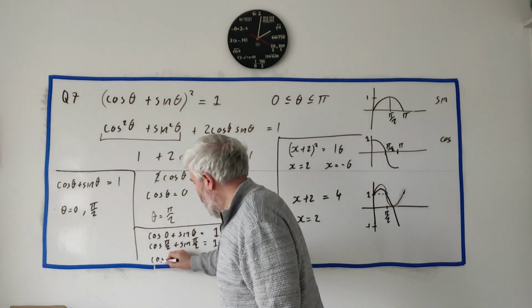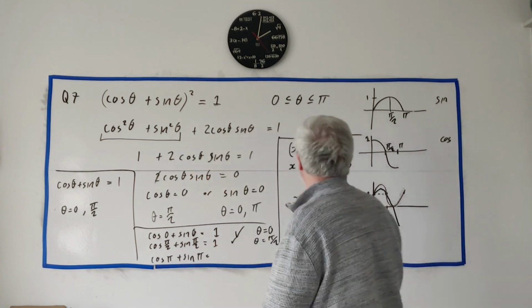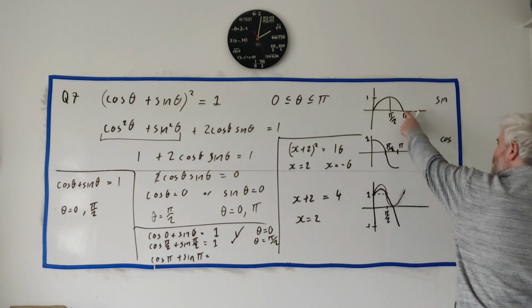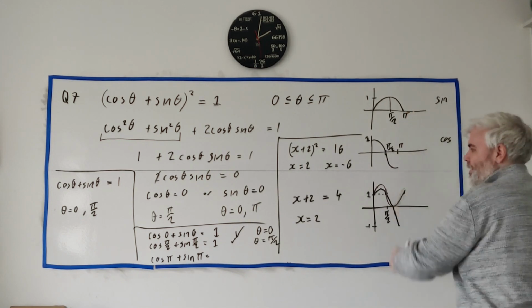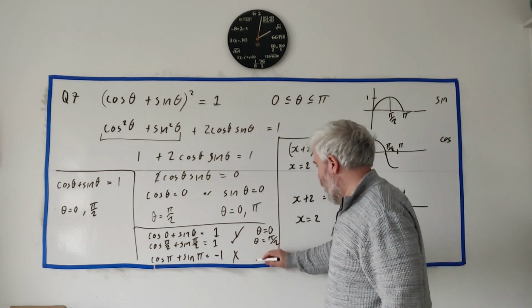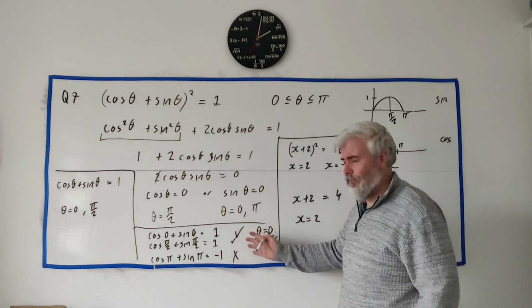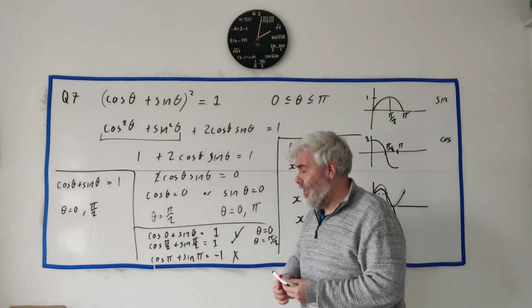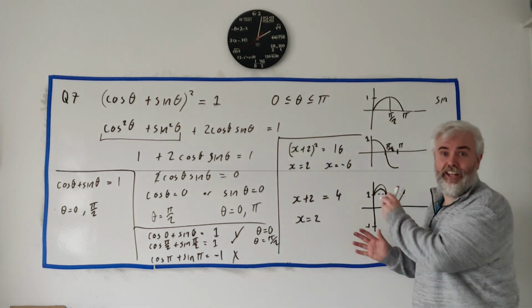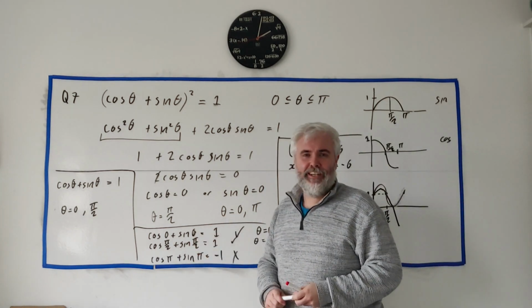And one last time, cosine pi plus sine pi is equal, sine pi is 0. Cosine pi is minus 1, equals minus 1. Not correct. So it's not the solution. That's what they wanted. That's all they wanted for this question. They didn't need you to waffle on like I did over here. None of that was needed. This is all they wanted.